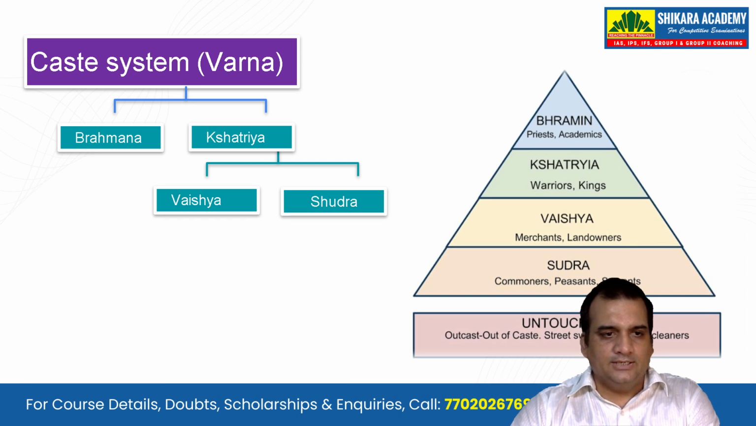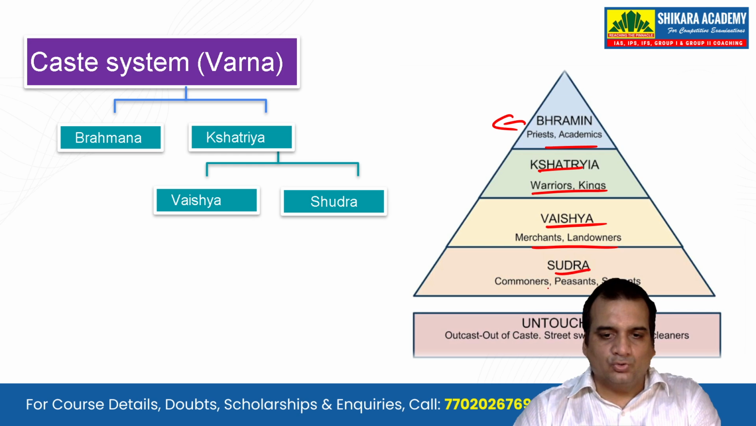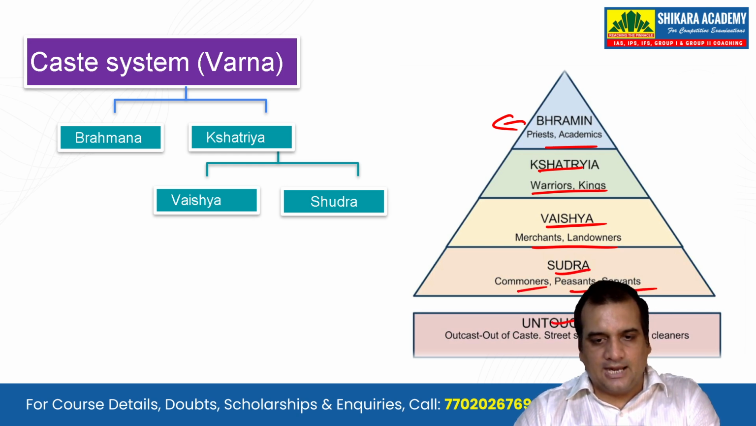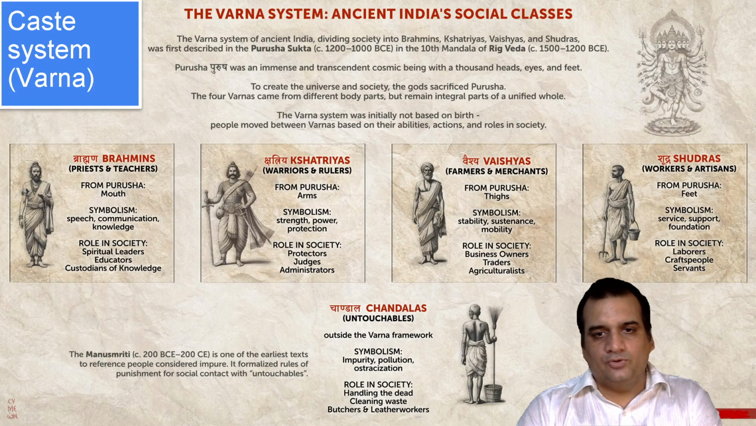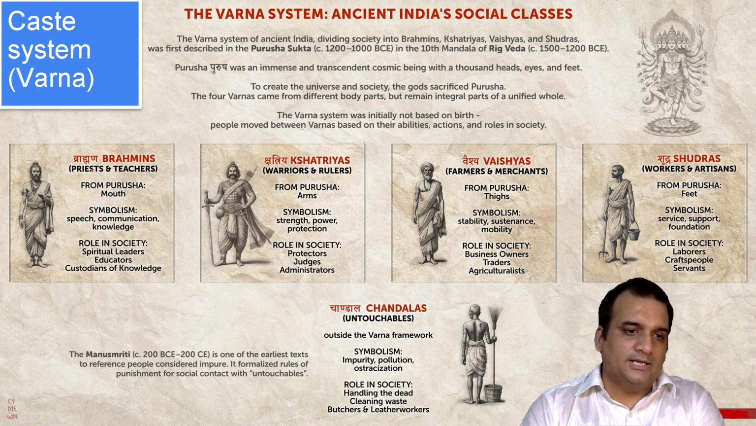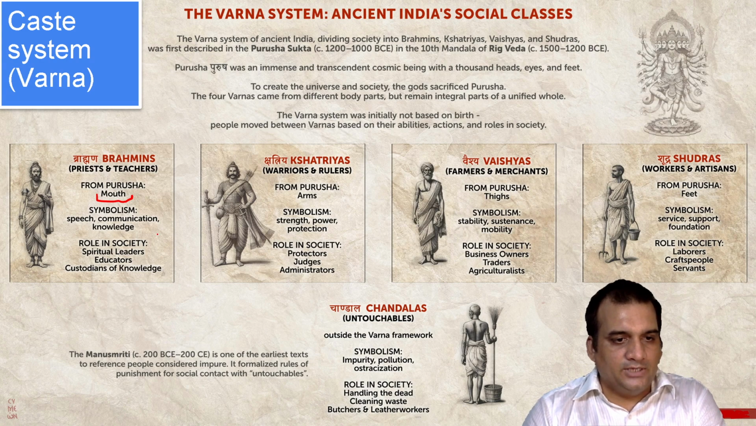This is very interesting. So we have this system where you have the Brahmin, the priest or the academics; the Kshatriyas, the warrior king; the Vaishyas, the merchant or landowner; the Shudra, the commoner, peasant or servant; and the untouchable, the outcast or out of caste, street sweepers and all. Now let's see, it has been given in a very beautiful way. The Brahmana is from Purusa's mouth. Symbolism is speech, communication and knowledge. Role in society: spiritual leaders, educators and custodians of knowledge.